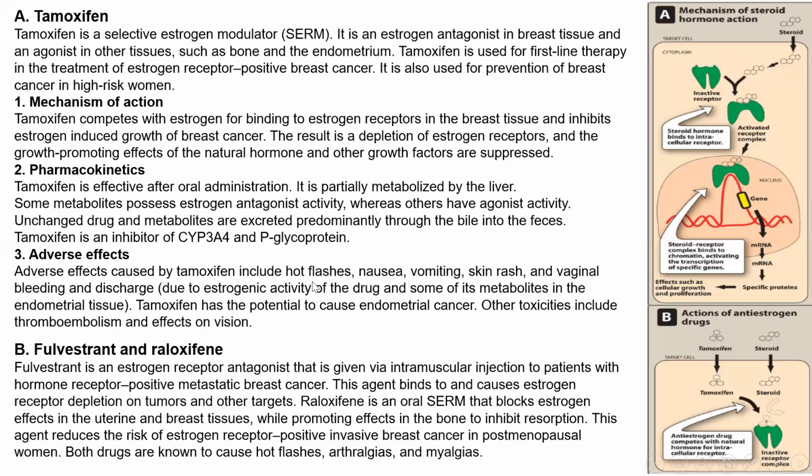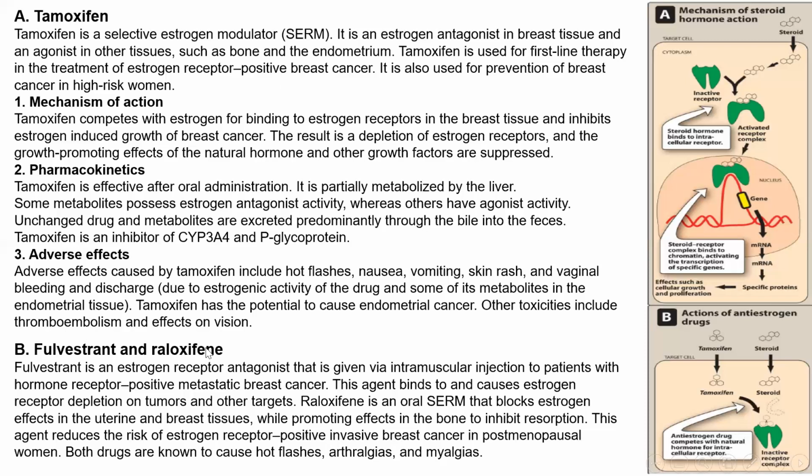Most of the side effects related to tamoxifen are estrogen-like side effects, such as hot flushes, nausea, vomiting, skin rash, vaginal bleeding, and discharge. Also, tamoxifen has the potential to induce endometrial cancer, even though it is an antagonist to the estrogen receptor in the breast tissue, but not in the endometrium. Other toxicities, as we said previously, could be related to high levels of estrogen, such as thromboembolism.